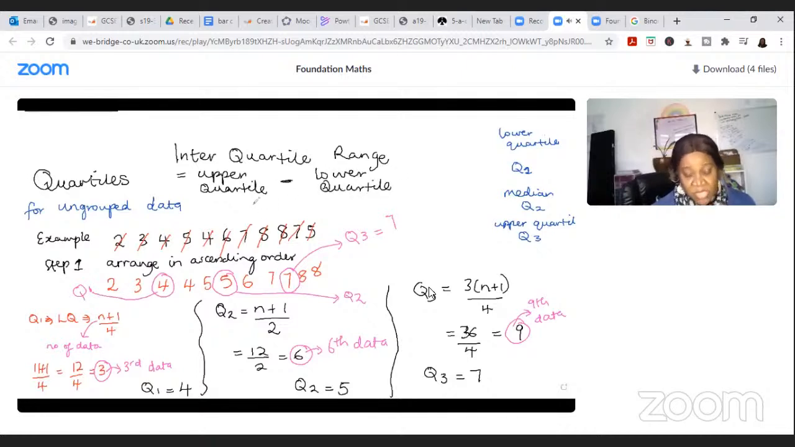Okay, important, you have to know it. So for this example that we did here, the lower quartile, which is quartile 1, was 4. So that would be 4 here. And the upper quartile was 7. So that would be 7 minus 4, which is equal to 3. Okay, so that's the interquartile range for this one that we worked out earlier on.